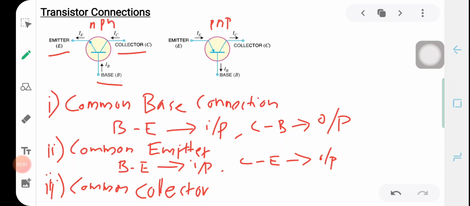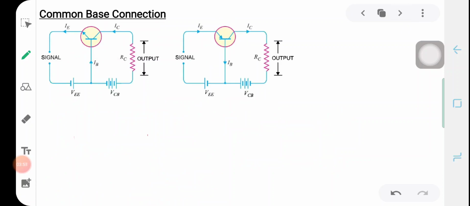So now let's consider the common base configuration or common base connection. In the common base connection, the base is common to both input and output. Look into this circuit. The first circuit represents the common base configuration for an NPN transistor, and the second one represents the common base connection for a PNP transistor. So now let's discuss any one of these diagrams.